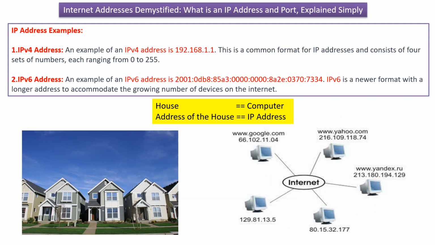There are two types of IP addresses. The first one is the IPv4 address. The second one is the IPv6 address. Here you can see an example of an IPv4 address. This is the common format for IP addresses, and it consists of four sets of numbers, each ranging from 0 to 255. And the second one is the IPv6 address. Here you can see an example of an IPv6 address, and IPv6 is the newer format with a longer address, which is used to accommodate the growing number of devices on the internet.